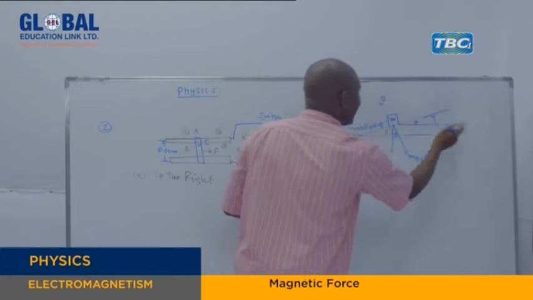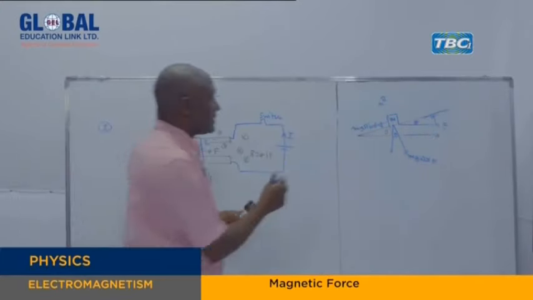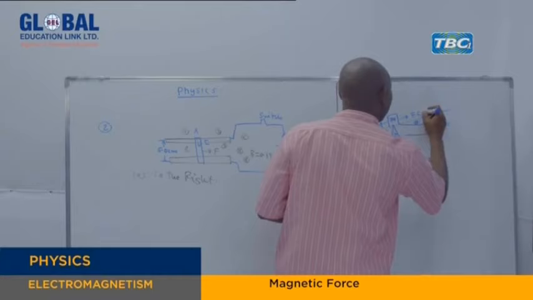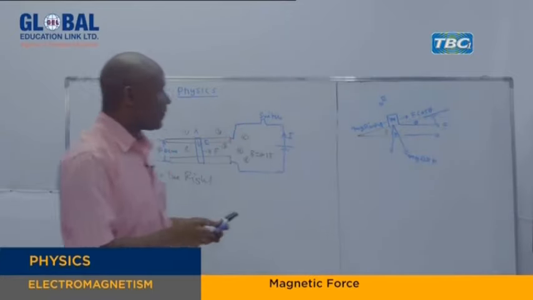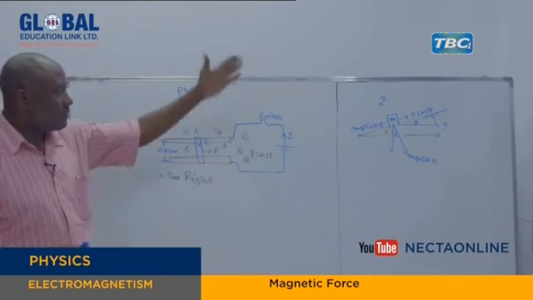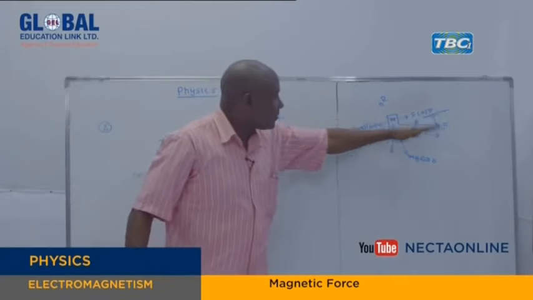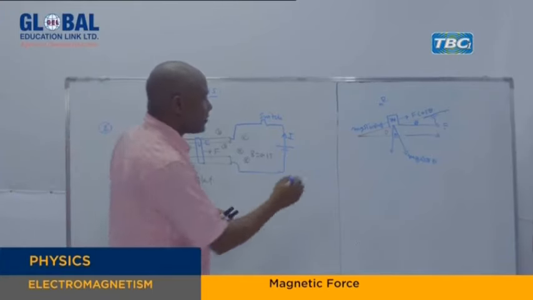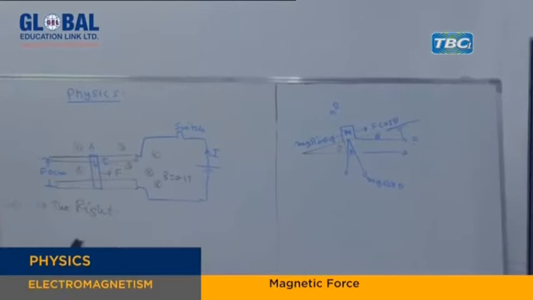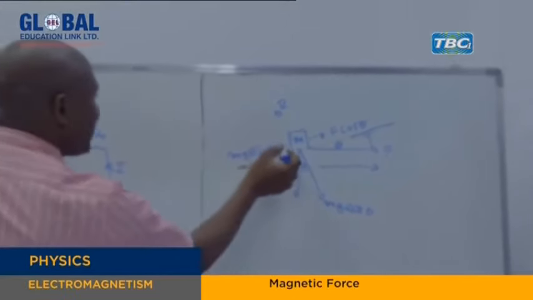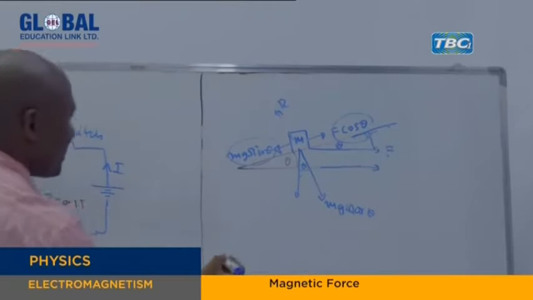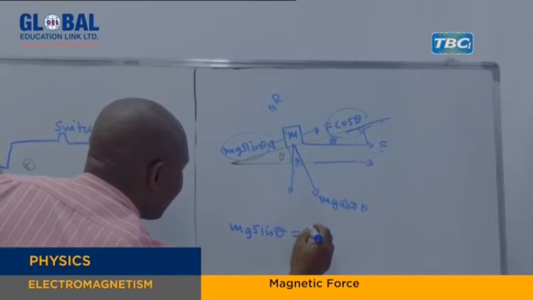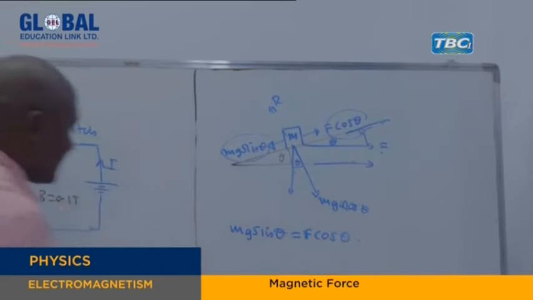So if we resolve that force here, we find that the component here will be F cos theta. The component of that force along the plane will be F cos theta. And from the principle of mechanics, that's how you can resolve. So from there, we are told that bar x will remain at rest. So the forces that make this remain at rest: mg sine theta equals F cos theta.